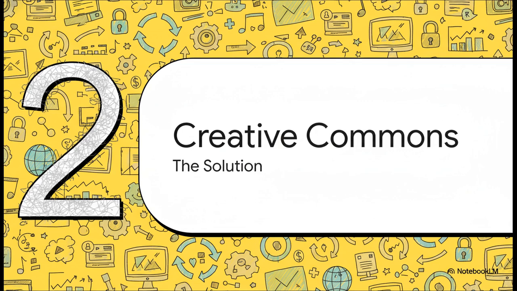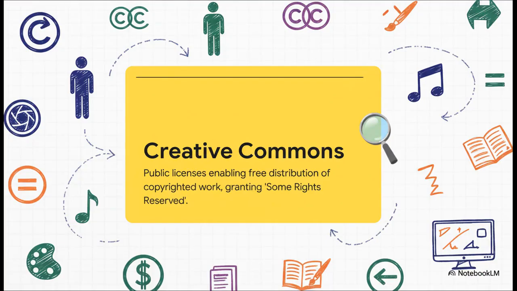So back in 2001, a group of really forward-thinking legal scholars and tech folks got together to build a bridge, and they called it Creative Commons. Now, the brilliant part of their solution is that it doesn't try to get rid of copyright. It works with it. Instead of that old all rights reserved, Creative Commons gives us a much more flexible idea, some rights reserved. They created this amazing toolkit of free, easy-to-understand licenses that let creators decide the rules for their work right from the start.